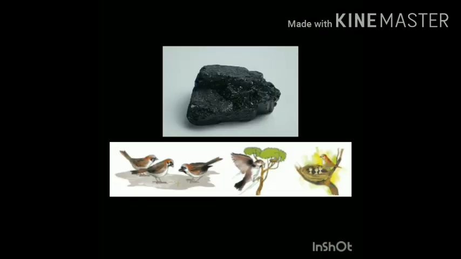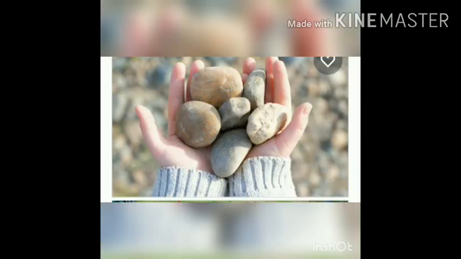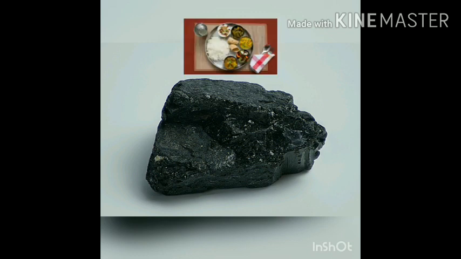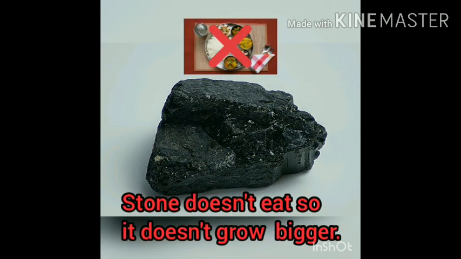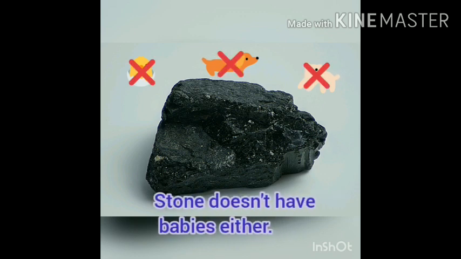Now let us look at a stone and a sparrow in our surroundings and compare them. A stone remains where it is. Its place changes only if someone picks it up and moves it. It doesn't eat, so it doesn't grow bigger. It doesn't have babies either.